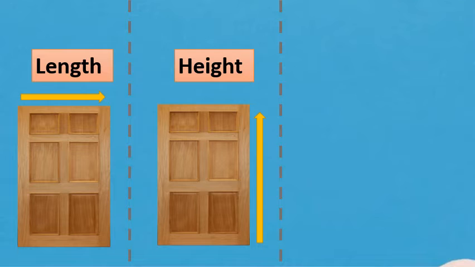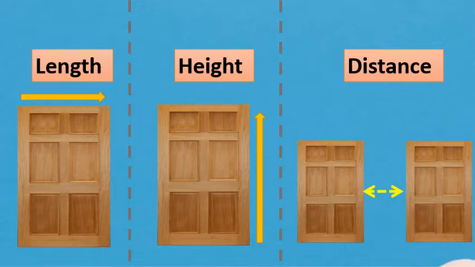And lastly, we have distance. When you say distance, it is used to measure between two faraway points. For example, here we have two doors. So you're going to measure the distance from each other.